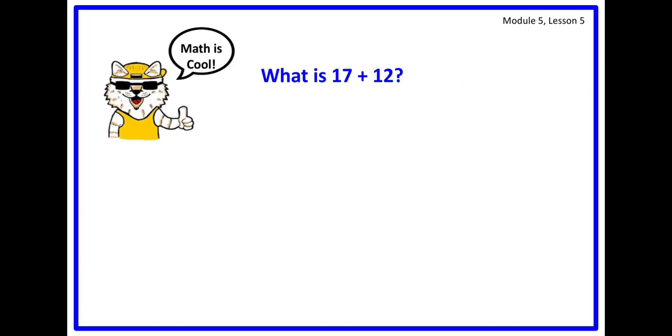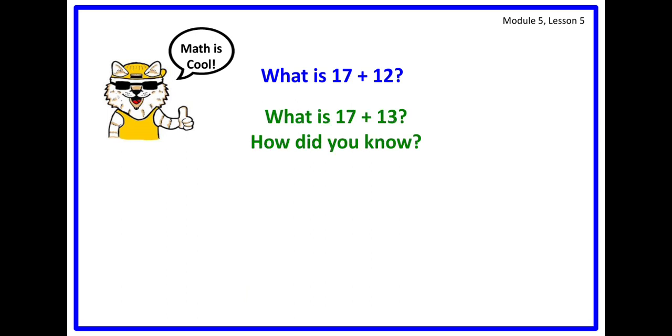What is 17 plus 12? 17 plus 12 is 29. It's not up to a complete 10. 29. You just need one more to make 30. Okay, what now is 17 plus 13? 17 plus 13 is 30.